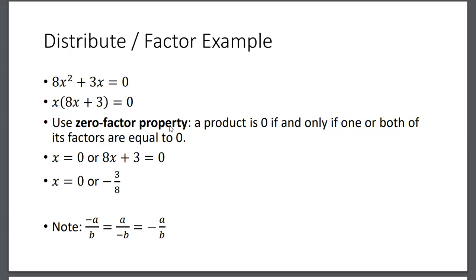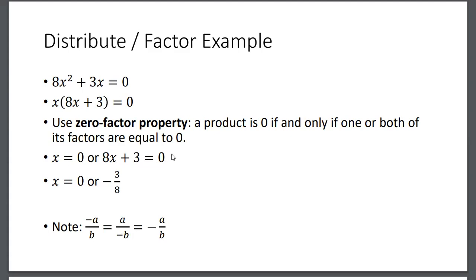Use the zero factor property. A product is 0 if and only if one or both of its factors are equal to 0. Set x equal to 0, one factor, and 8x plus 3 equal to 0, the other factor, and solve each of those simpler equations. x equals 0 is already solved. 8x plus 3, subtract 3 from both sides and divide by 8.